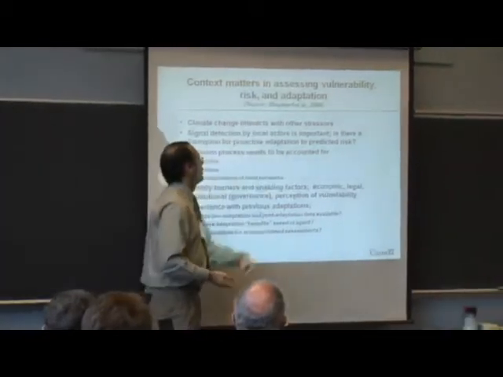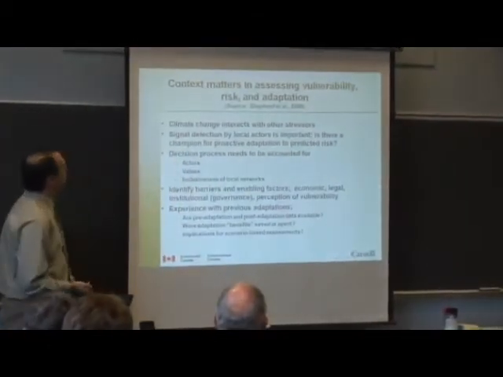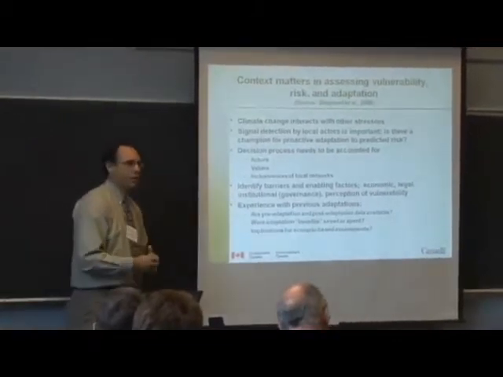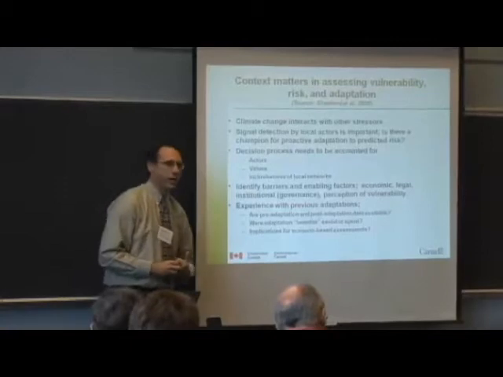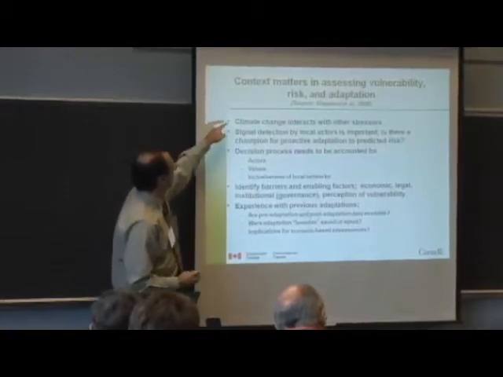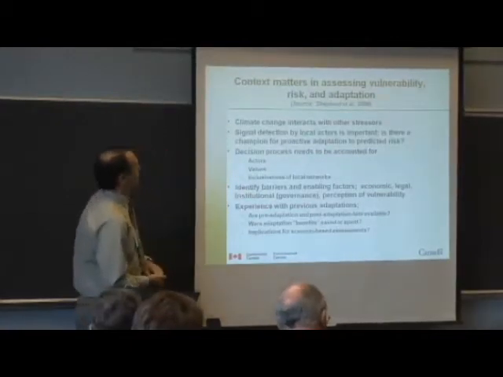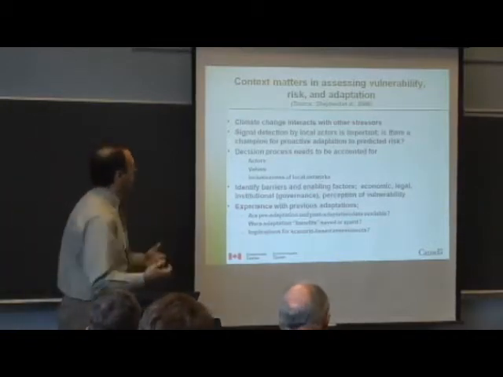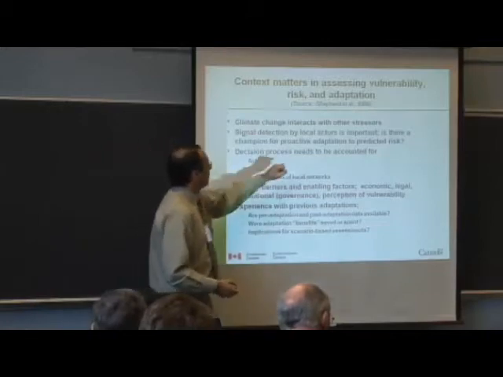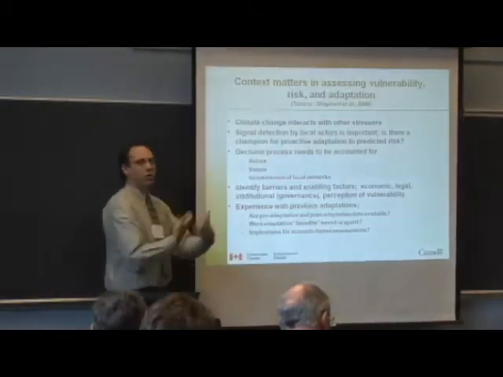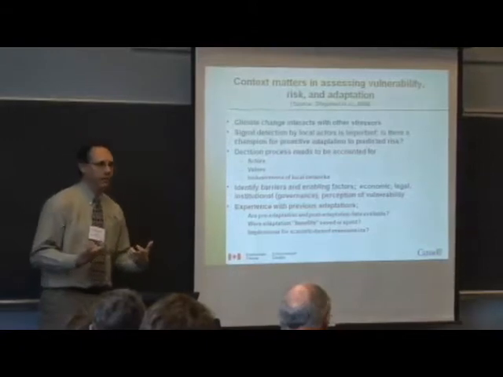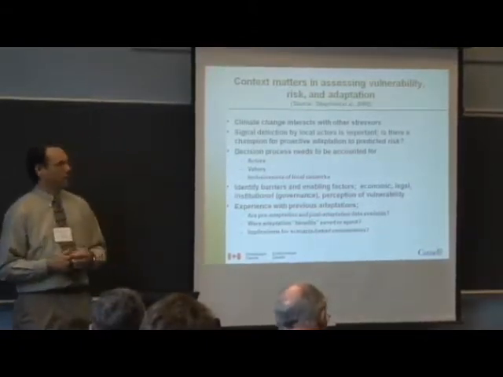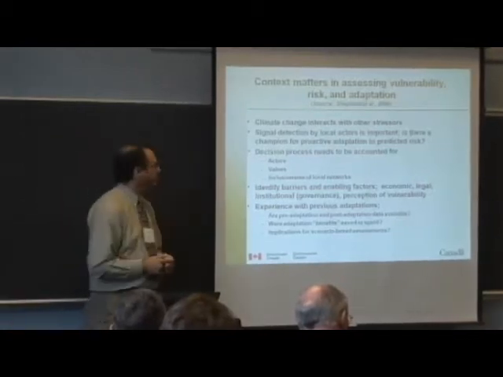Philippa Shepard and others published a paper a couple of years ago that talked about context. And this was in relation to work in the Okanagan that was part of research that I'd been leading for a number of years. What she pointed out was a couple of, I think, very important things. Any place you go, climate change isn't going to operate in a vacuum. It's going to interact with other stressors. It's going to be important to see whether local actors see any kind of signal already. Are they engaged in this now? Is there a champion for proactive adaptation to a predicted risk?